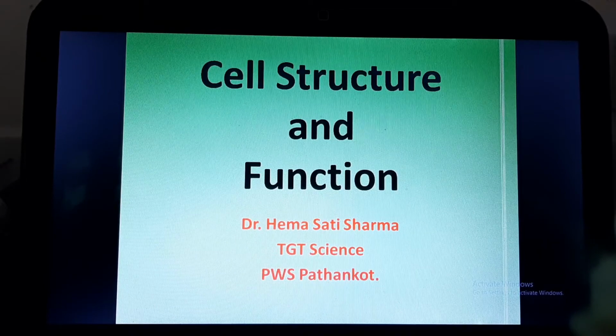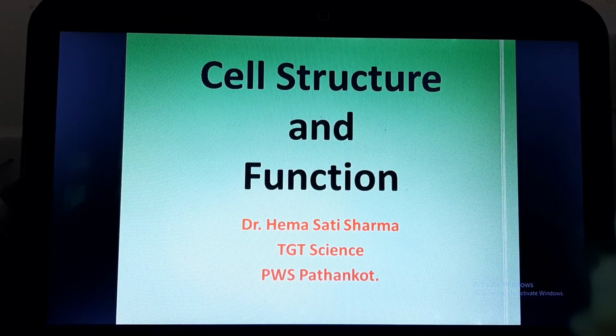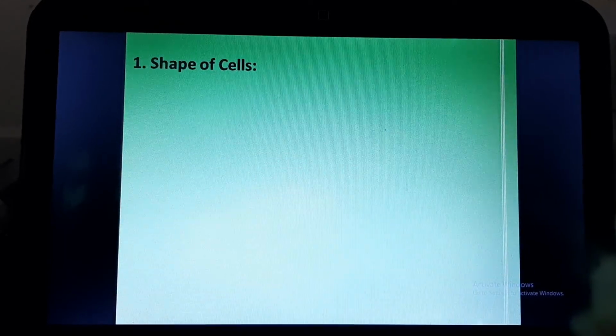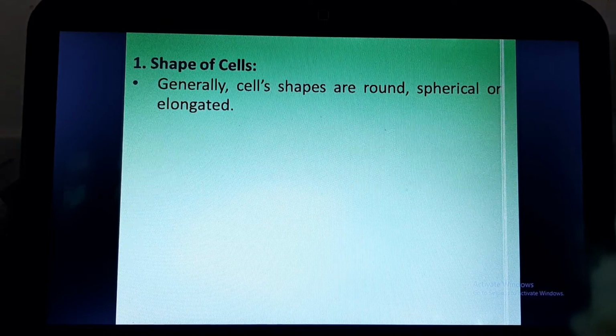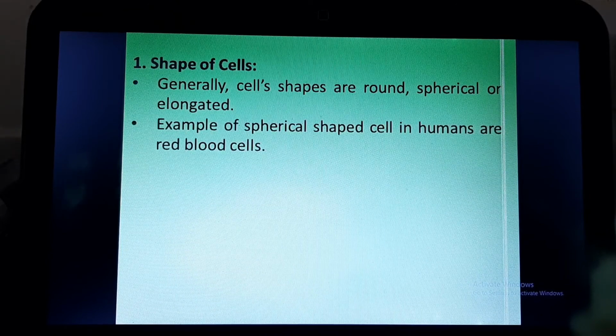We are discussing the chapter called Cell Structure and Function for Class 8. We have already discussed the introduction, eukaryotic and prokaryotic cells, cell theory, and unicellular and multicellular organisms. So today we will be discussing the shape of the cells. Generally, cell shapes are round, spherical or elongated.